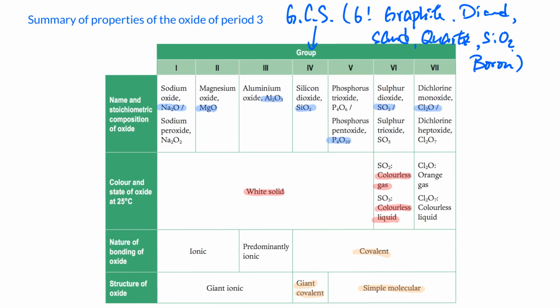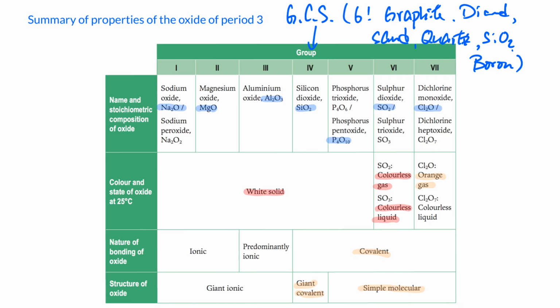The dichlorine monoxide is an orange gas. We don't have much orange gas actually. We just have the reddish-brown gas coming from bromine, but dichlorine monoxide is the only orange gas that we've learned so far. Finally, dichlorine heptoxide is a colorless liquid. So again, just focus on the blue molecules, which will be more than enough for this chapter.